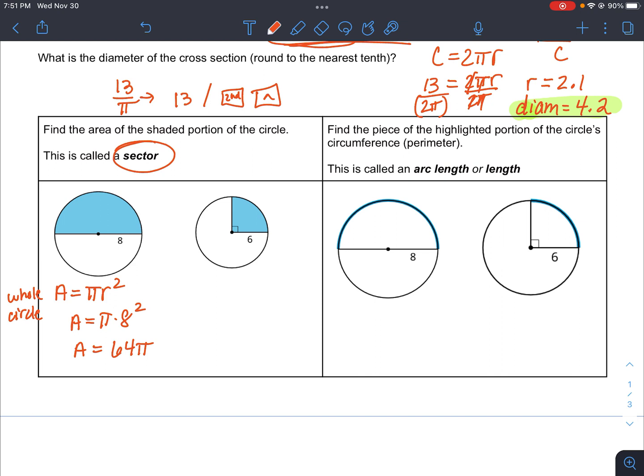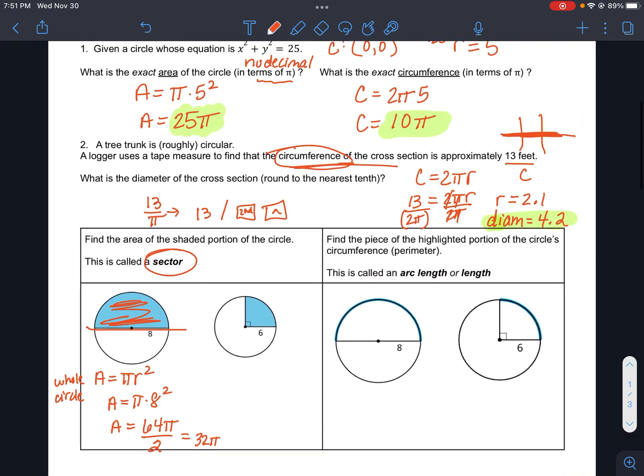But, and I know you're already two steps ahead of me, totally fine. Because this is a diameter running through the center of the circle, and we only want half of that, we can take this and divide by 2. And we get 32 pi.